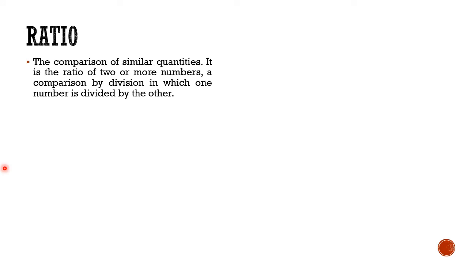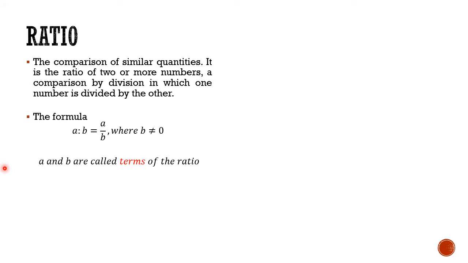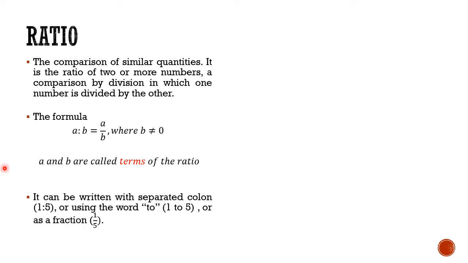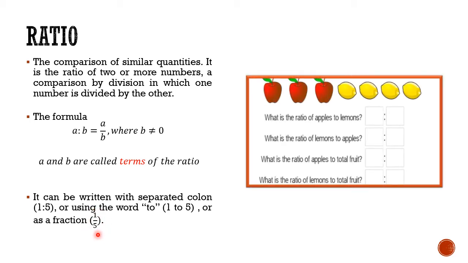First, let's talk about ratio. The comparison of similar quantities. It is the ratio of two or more numbers. Comparison by division, in which one number is divided by the other. For the formula, it is A colon B is equal to A all over B, where B is not equal to 0. A and B are called terms of the ratio. It can be written with a colon like this, or using the word "to" like this, or as a fraction like this. So let's take a look with this picture.